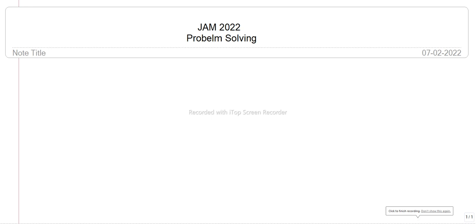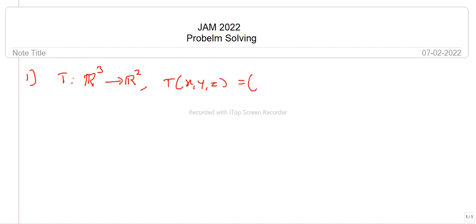So we start with the first problem. Problem 1. Suppose T is a linear transformation from R3 to R2. So T is a function from R3 to R2 defined by T of (x, y, z) equal to (x plus y, y minus z).